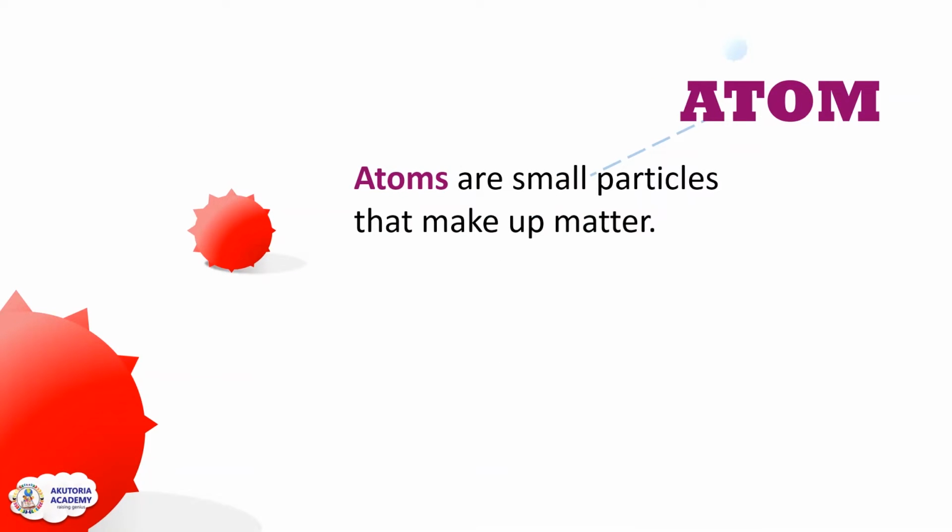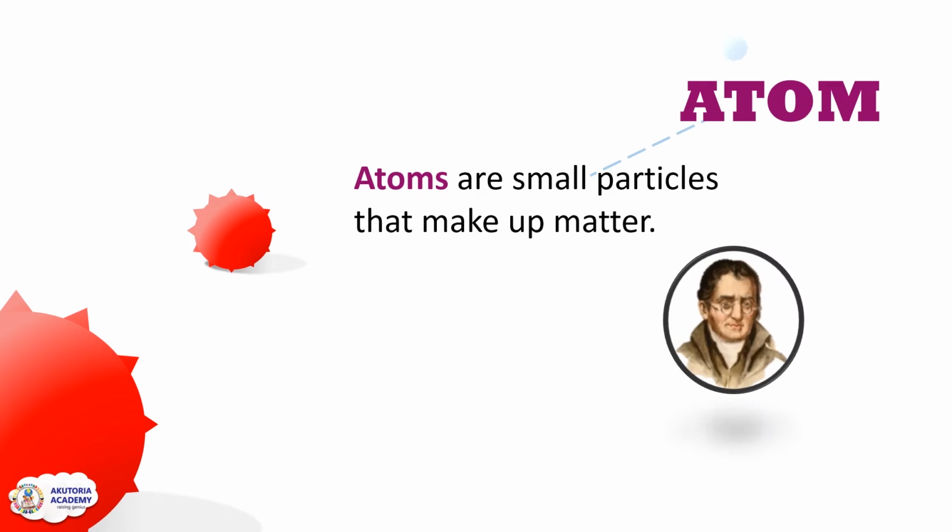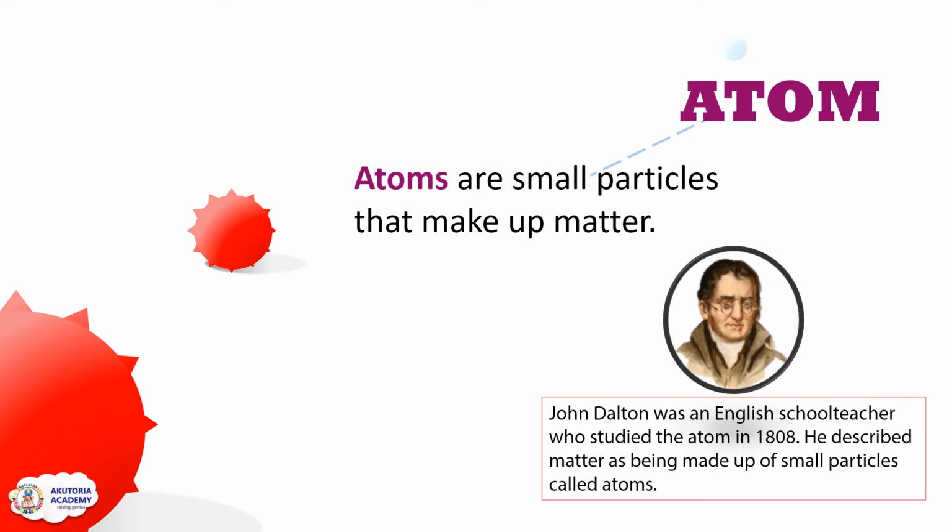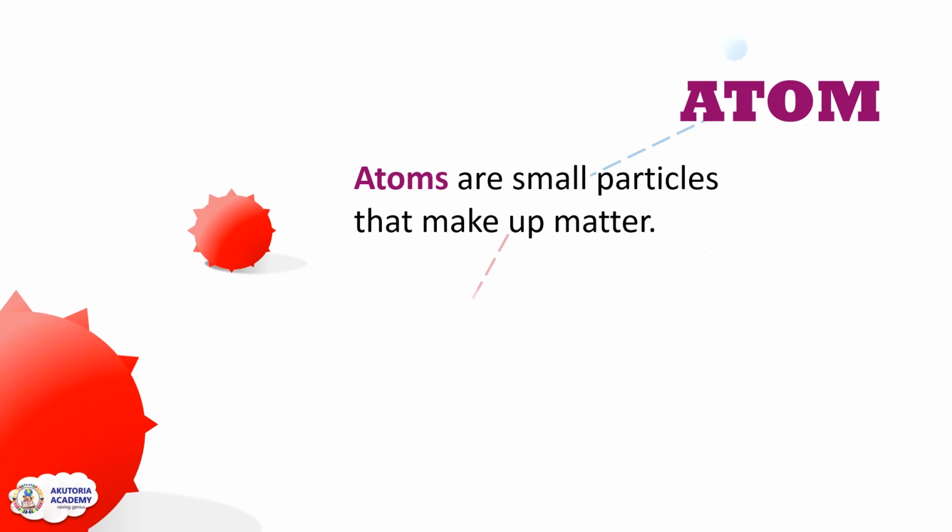Now, let's look at atoms. What is an atom? And how can we identify an atom? Atoms are small particles that make up matter. We just said that. John Dalton was an English school teacher who studied the atom in 1808. He described matter as being made up of small particles called atoms. So, John Dalton described matter to have particles.